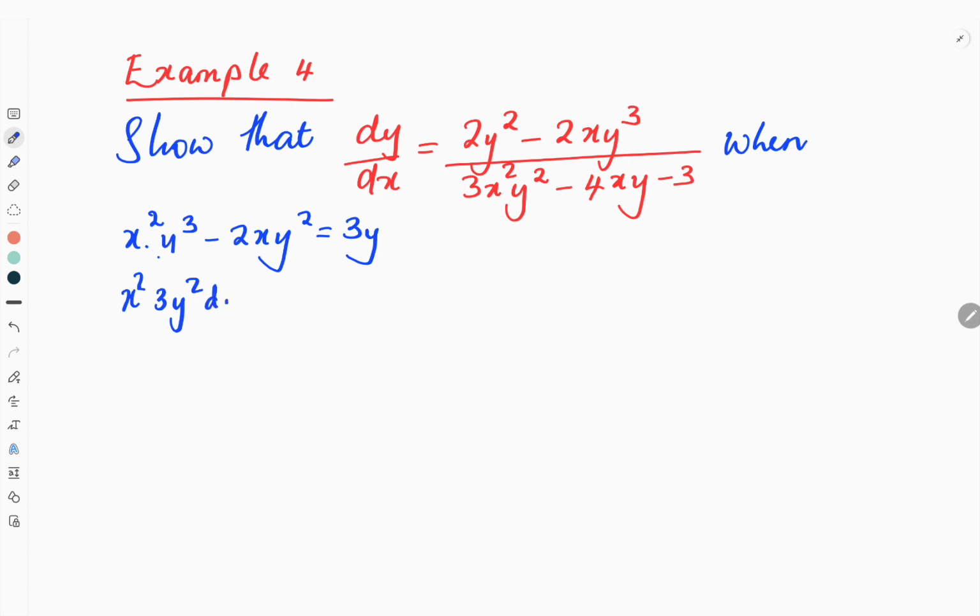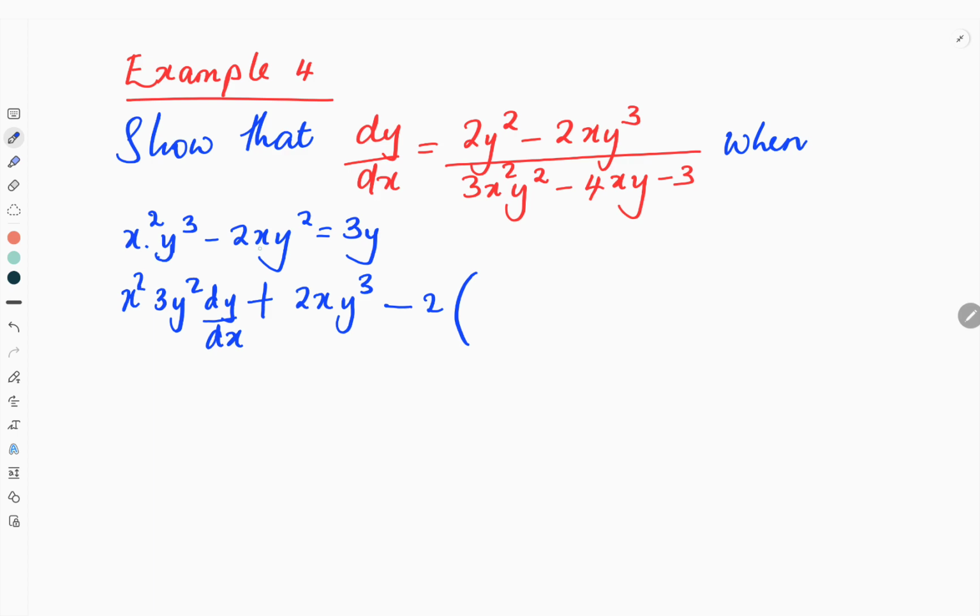Remember, a dy/dx. So we differentiated y to begin with. Then plus, then we differentiate x. That will be 2x y cubed. There is no need for dy/dx because now we have differentiated x only using the product rule. Minus 2 in a bracket, v du/dx.